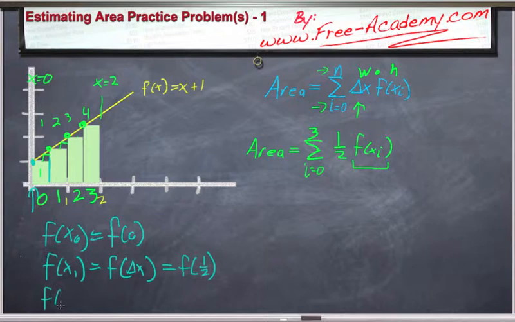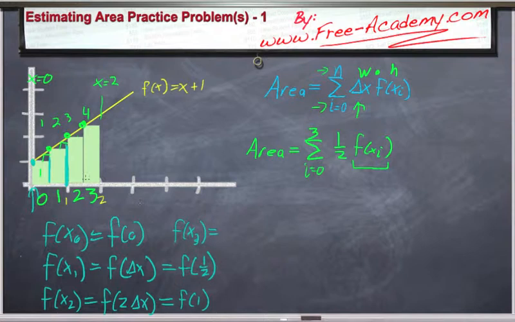Now we go on and we find f of x2. This is going to be moving over two rectangles. So this is f of 2 times delta x, which is 2 times a half, or f of 1. And then to go on to find f of x3 is going to be equal to 3 times delta x, or f of 3 halves.